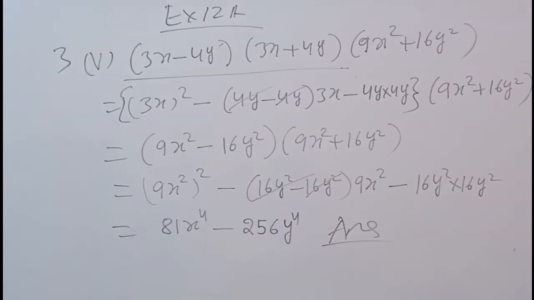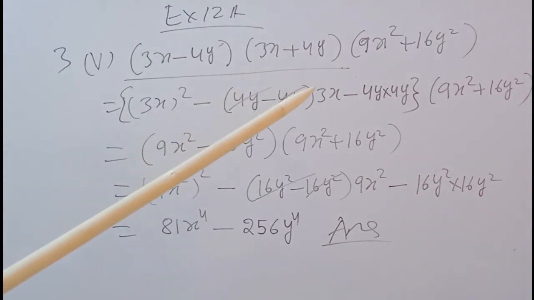Children, now taking question number 3, fifth part, that is (3x − 4y)(3x + 4y)(9x² + 16y²). So we will get the product of the first two brackets, that is (3x − 4y)(3x + 4y). Now the product of this, that is (3x)² − 4y into 3x, minus 4y into 4y. The middle term will become 0, as 4y minus 4y is 0. So the first term will become (3x)², that gives 9x², and the last term, 4y into 4y, gives 16y². So the first bracket is this, and the second bracket is 9x² + 16y².